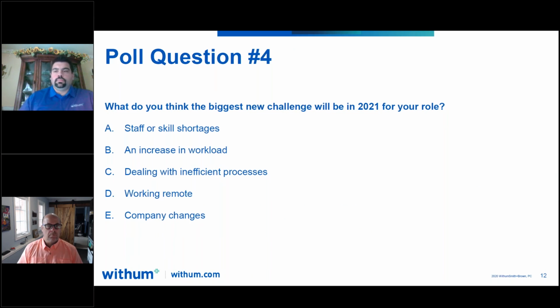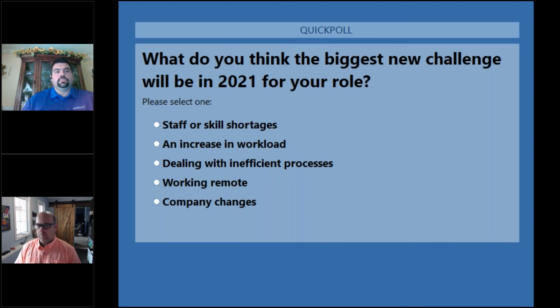So with that said, Ashley, I think we're ready to move on to poll question number 4. All righty. Polling question 4, the last one. What do you think the biggest new challenge will be in 2021 for your role? Staff or skill shortages, an increase in workload, dealing with inefficient processes, working remote, or company changes? And this is the last polling question of the session today. So just be sure to get in.